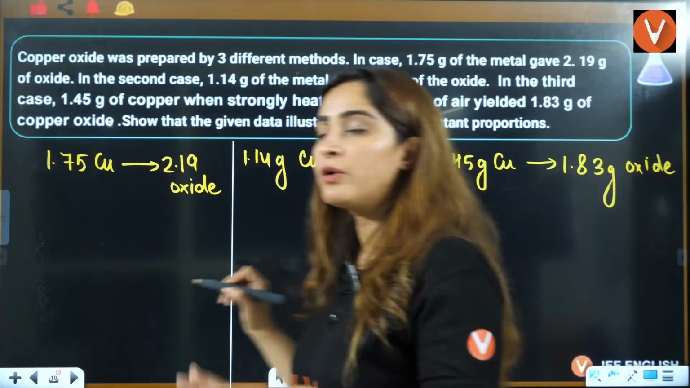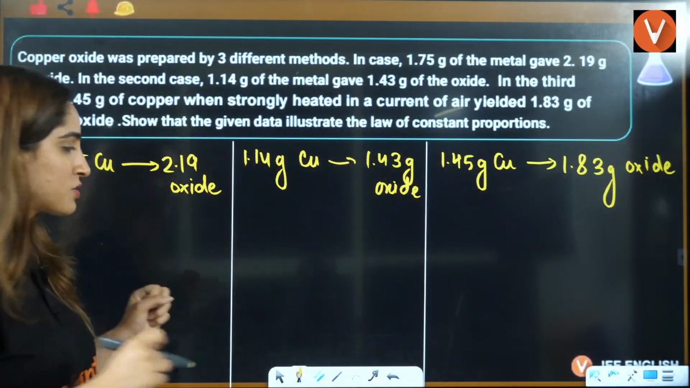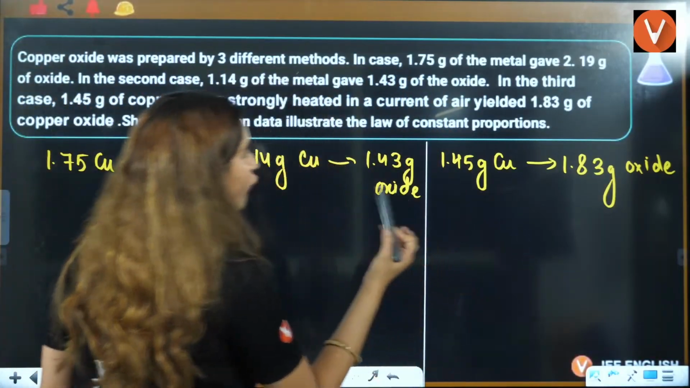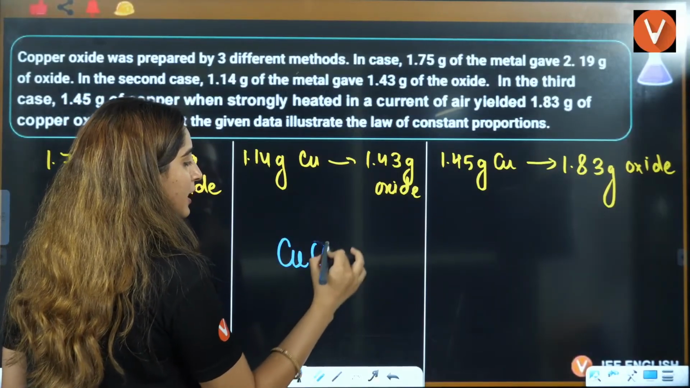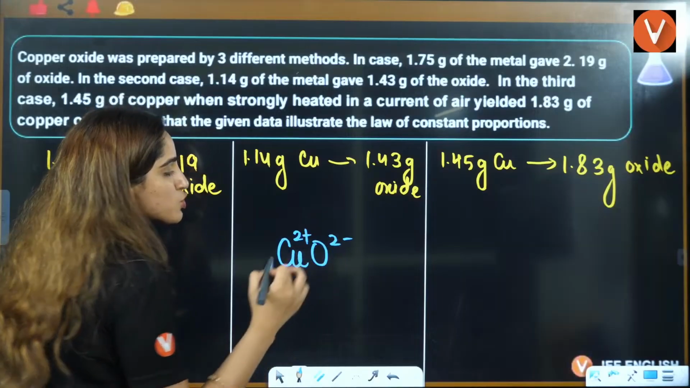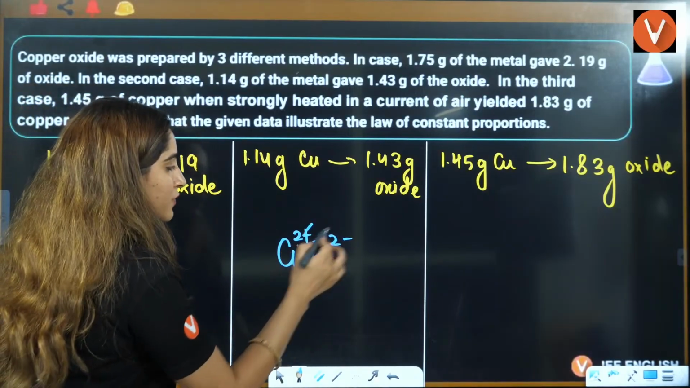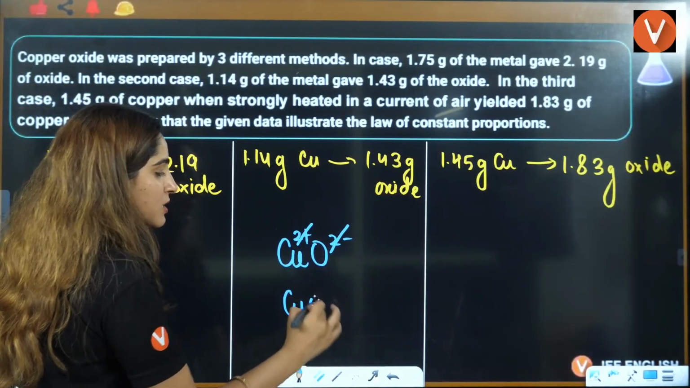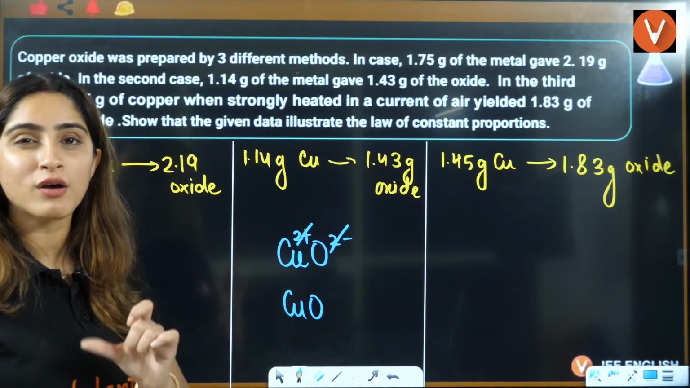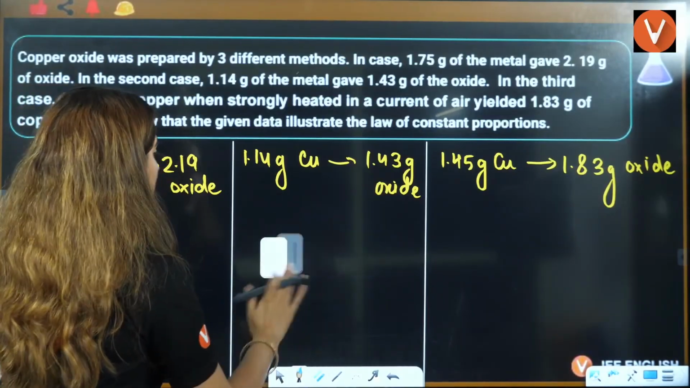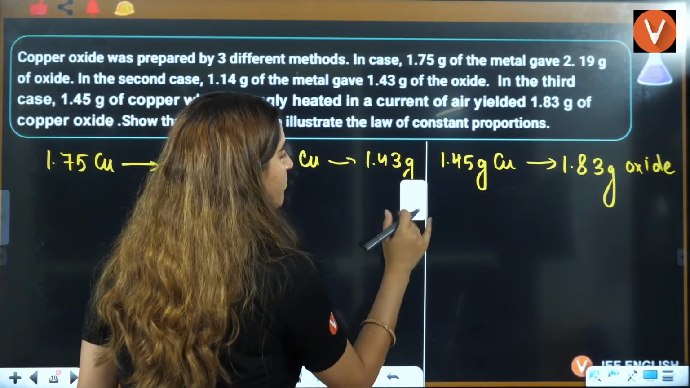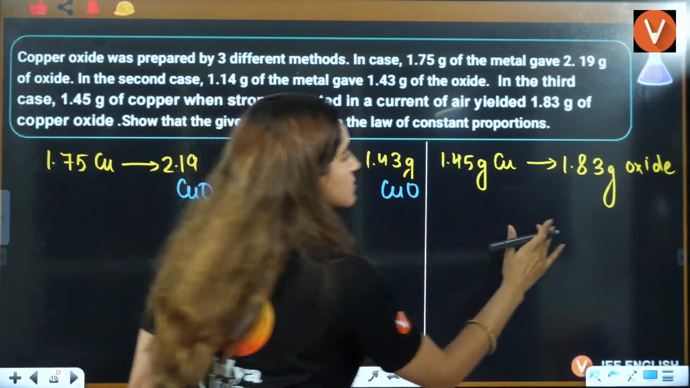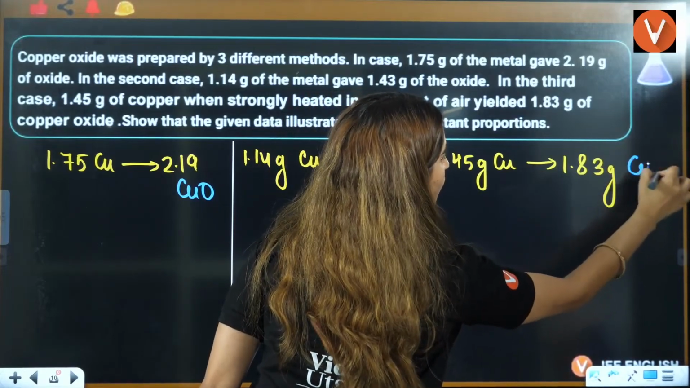Right? Now tell me one thing, you have copper oxide. First you need to tell me the formula of copper oxide. Oxide is 2 negative, copper is 2 positive. 2 positive and 2 negative will cancel, answer will be CuO. So I'm going to replace this oxide with O, right? So I'm just directly going to write it here, CuO, and this is also your Cu.